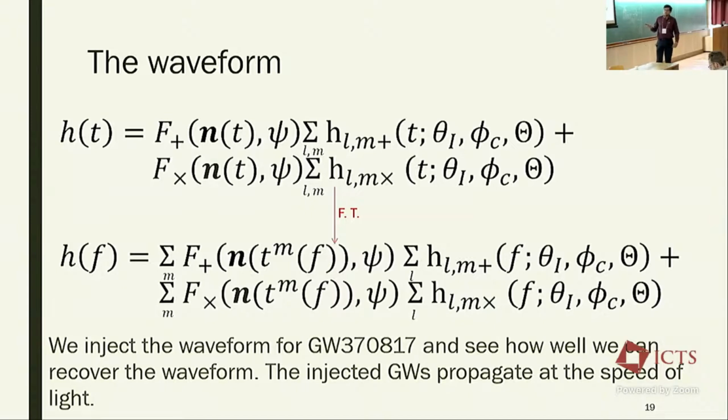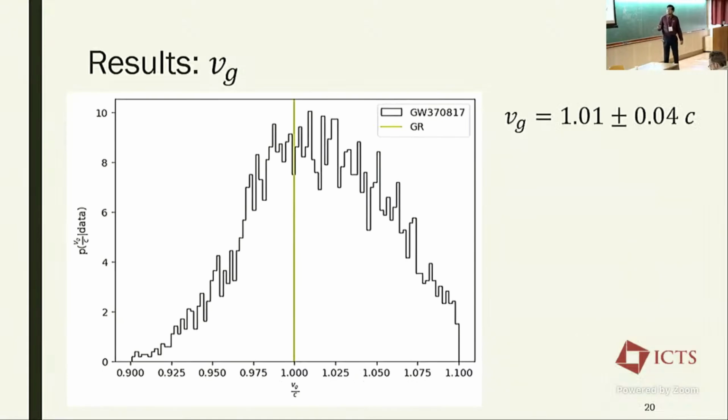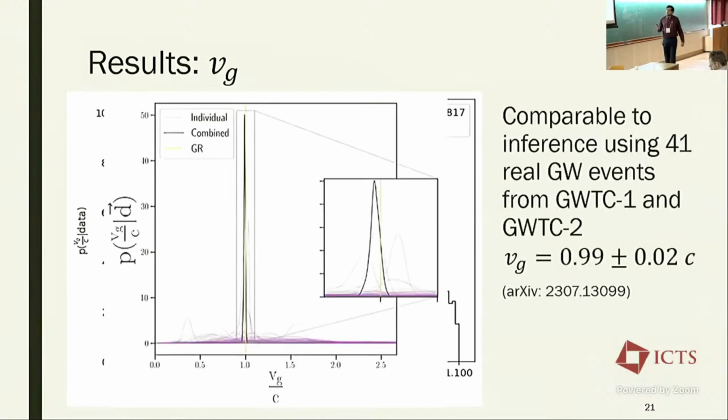And this is how we generate our waveform, and we inject the waveform and see how well we can estimate the speed of light. So this is the result that we get. This is how speed of gravity looks like, and this is a 10 parameter Bayesian estimate, and using GW170817, we get 1.01 plus minus 0.04 c. If you look at the current constraints, I took the constraints from this paper, it's 0.99 plus minus 0.02 c using 41 real events.